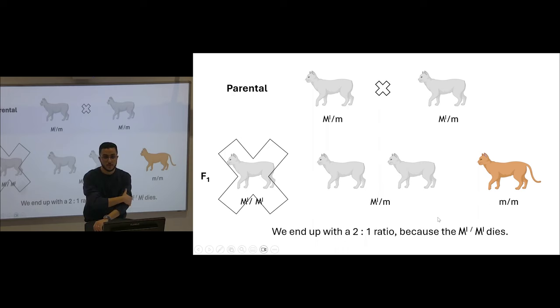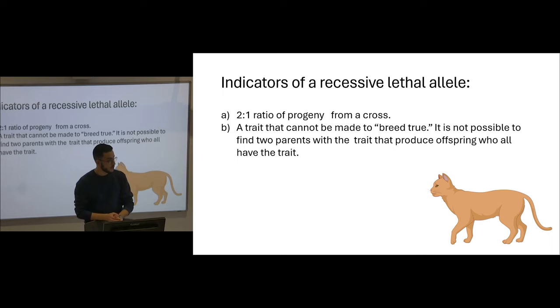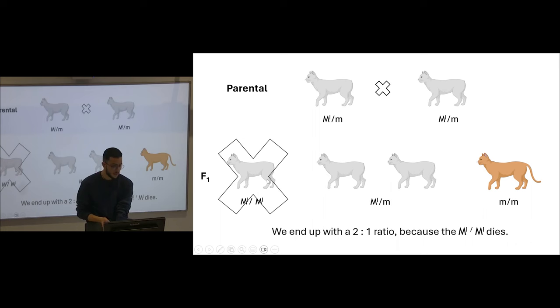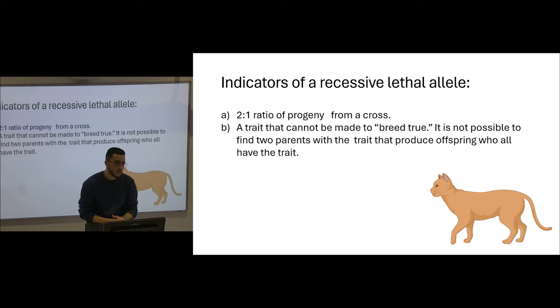So how do we know in a question, or in a situation, that it's recessive lethal? First of all, the progeny from the cross, the F2 progeny, is 2-to-1. And then this trait cannot be made to breed true. Because if you have two alleles of that trait, which is the Manx allele here, it will die, right? So you can't really have it breed true. Make sense? So you only have one pure line, and it's the healthy one.